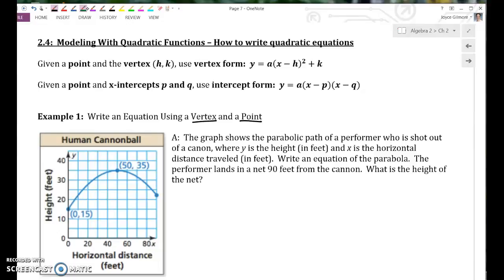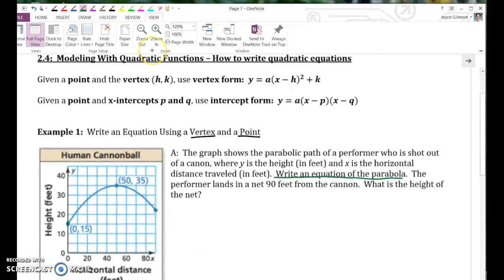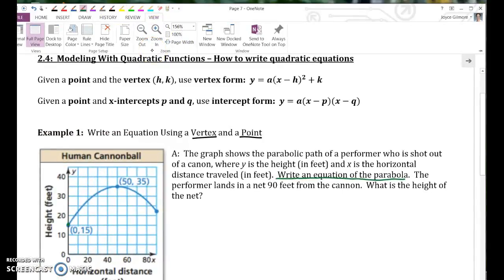The graph shows the parabolic path of a performer who is shot out of a cannon, where y is the height in feet and x is the horizontal distance traveled in feet. Our first thing we need to do is write an equation of the parabola. So this guy is going to stand on this platform right here in a cannon and be shot out of the cannon. After this guy has gone 50 feet horizontally, he will be 35 feet high. And later on, we're going to figure out when he lands in this net over here, how high up is that net. So first of all, writing the equation of the parabola.